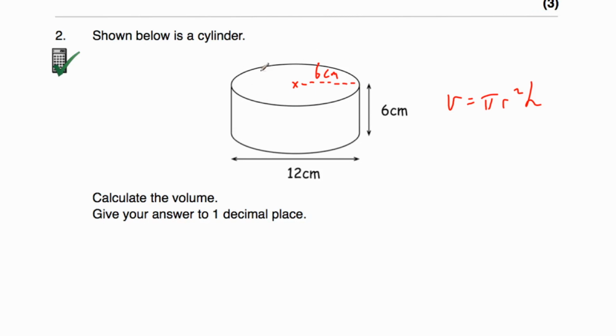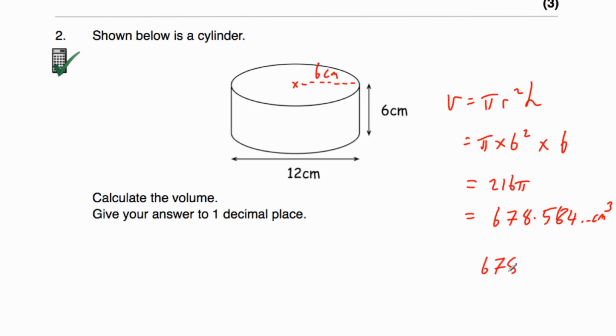So if we do pi times 6 squared, that will give us the area of the circle. And then we just need to multiply by the height, which is 6 also. So the volume is equal to pi times 6 squared, that's the area of the circle, times by the height of the cylinder, which is 6. When we do that, we get an answer of 216 pi, but the question did say to 1 decimal place, so as a decimal number, that's equal to 678.584 and so on, centimeters cubed. Because it's 678.58, we're going to round up, so it's going to be 678.6 centimeters cubed, and that's our answer.